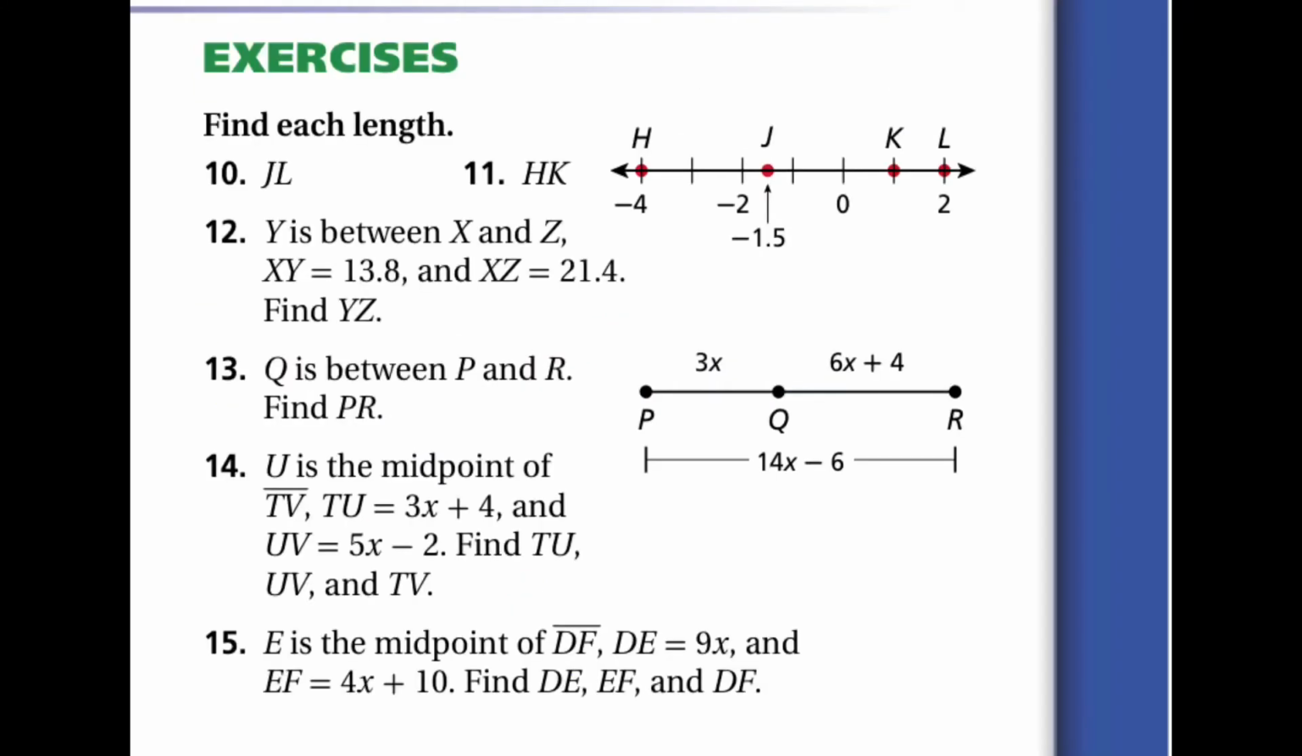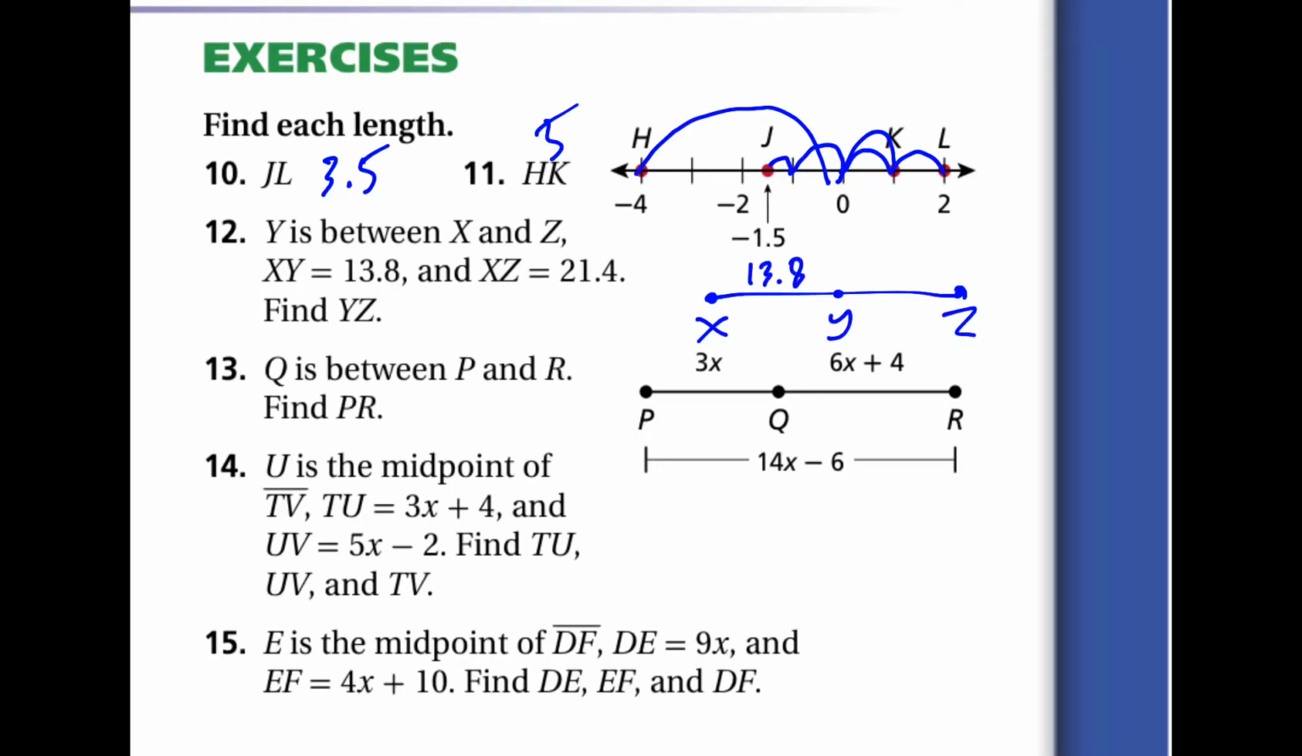To find the length JL, we are counting over 1, 2, 3.5, so that length is 3.5. To find HK, we are counting over 4, 5, so that is 5. If Y is between X and Z, here's X, Z, and Y, and they give us these distances, 13.8, and they tell us that the entire distance is 21.4. To find the missing one, I just subtract the difference. This gives me 10.6 for YZ.